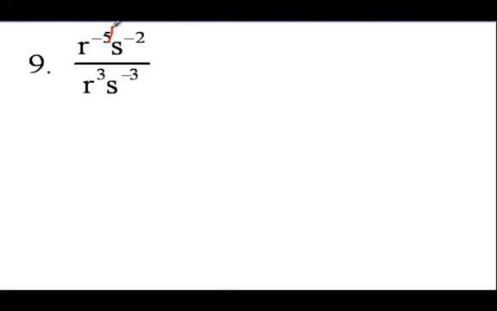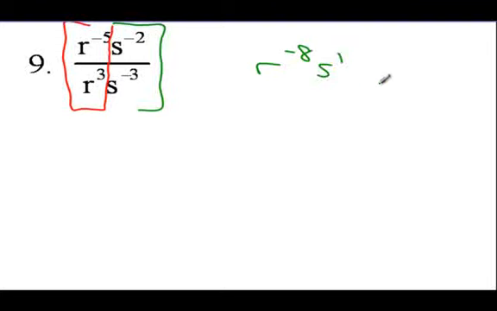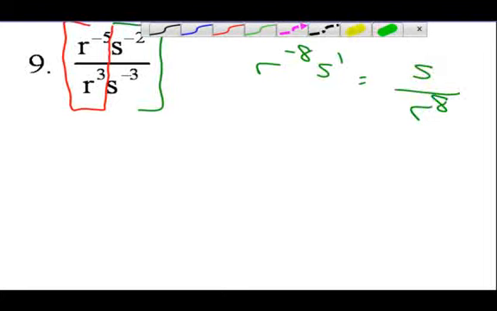Alright, so R's and S's. So negative 5 minus 3. Negative 5 minus 3 is negative 8, and negative 2 minus negative 3 is positive 1. So my final answer is s to the 1st over r to the 8th. Keep in mind, the only thing that is negative is the r, so that's the only part that's going to move. And it's only going to move because it's a negative exponent.